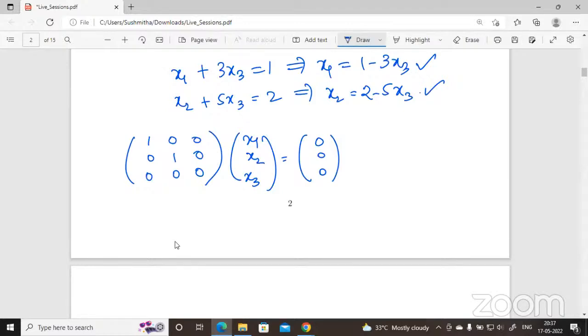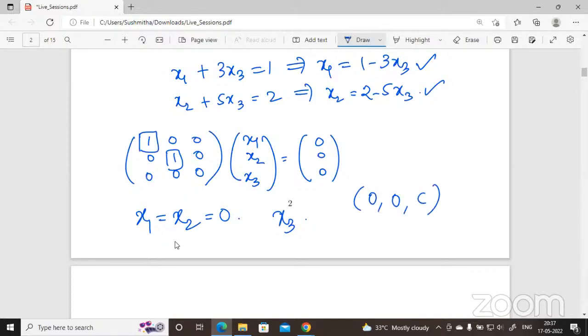Can we find what this reduced to? See, first of all, tell me what are the independent variables, dependent variables? x1 and x2 are dependent. Yeah, there are two pivots, x1 and x2 are dependent, and x1 is equal to x2 is equal to 0, right? Yes, ma'am. x3 is independent, so you have infinitely many solutions. 0, 0, c is a solution. c can be anything.